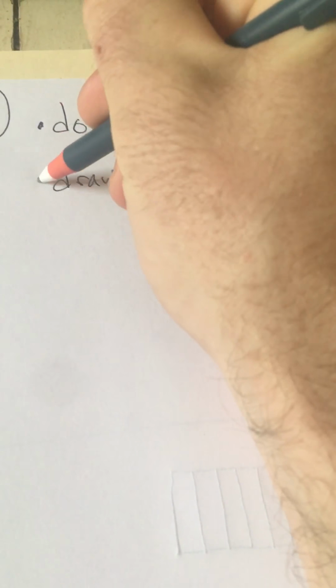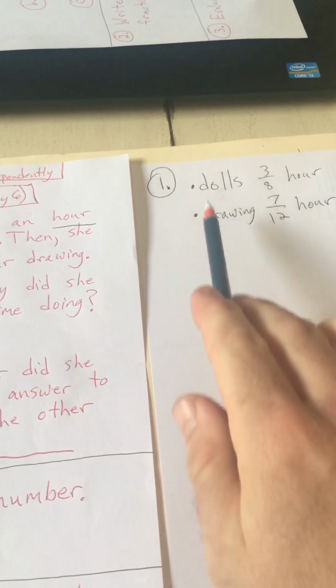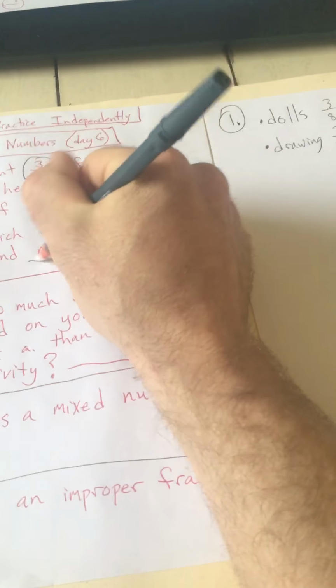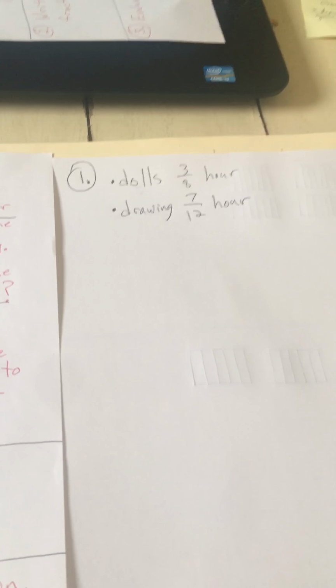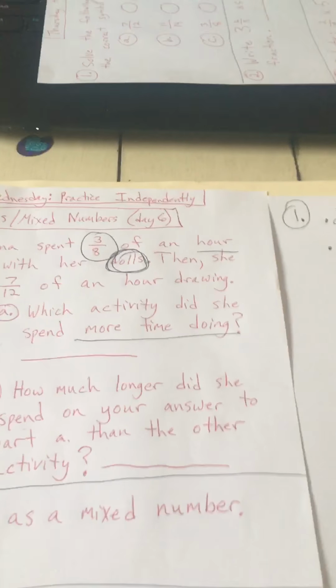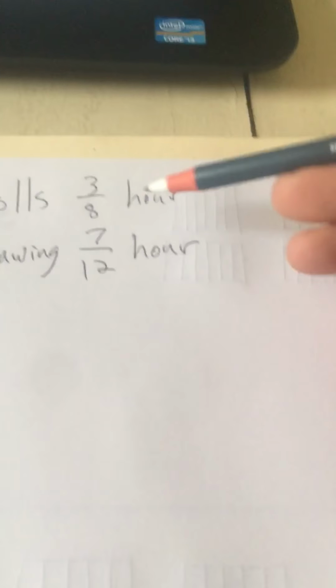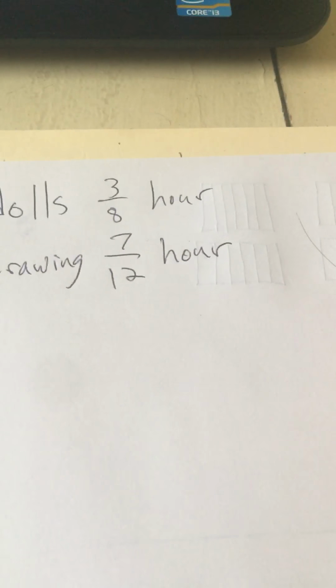So did she spend more time doing which one? Dolls or drawing? Which activity did she spend more time doing? So we're not adding these or subtracting them or anything like that for this problem. We're just saying which one is bigger. Which one did she spend more time doing? Is 3/8 more when she played with dolls, or is 7/12 more when she did her drawing? Okay, so here's how I solved this one.